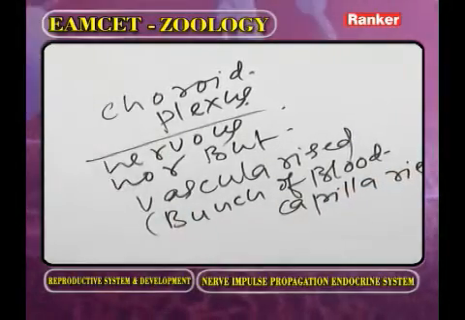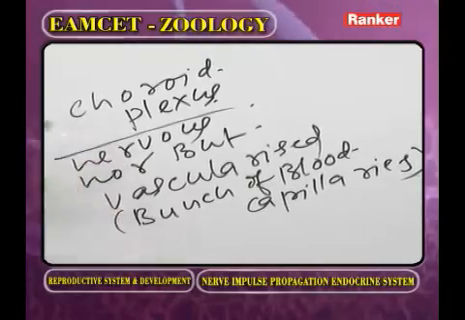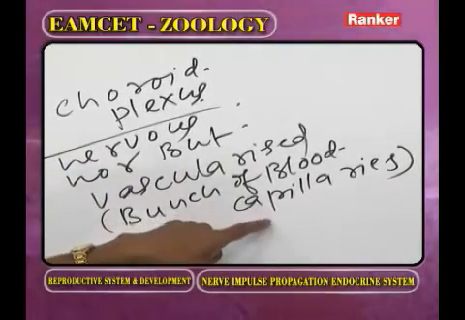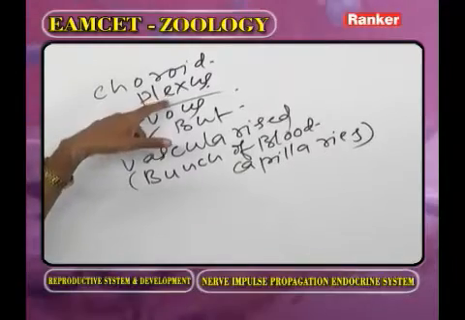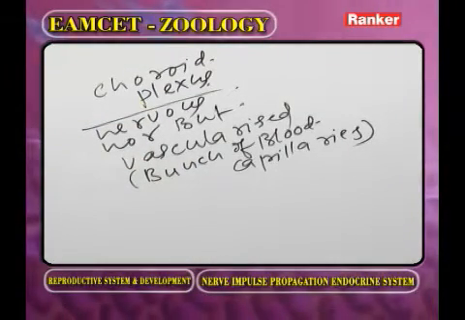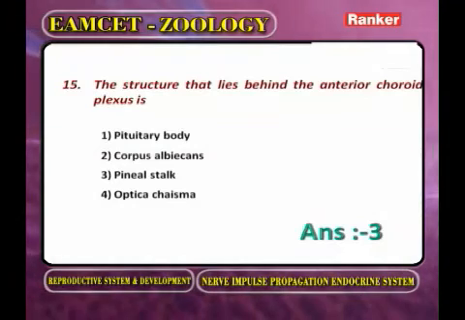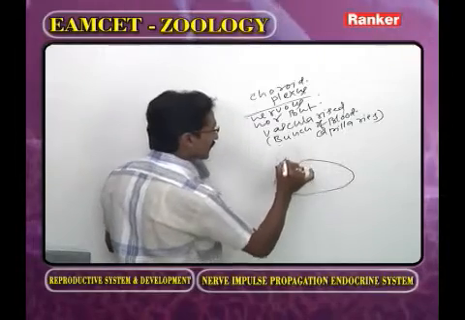What is meant by choroid plexus? Here there are no nerves, non-nervous, but what is present? A bunch of blood capillaries, vascularized. Plexus means bunch of blood capillaries. Here the question is the structure that lies behind the anterior choroid plexus. Now this one we call the diencephalon.